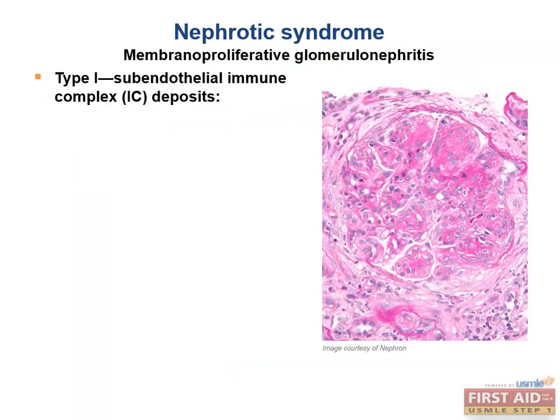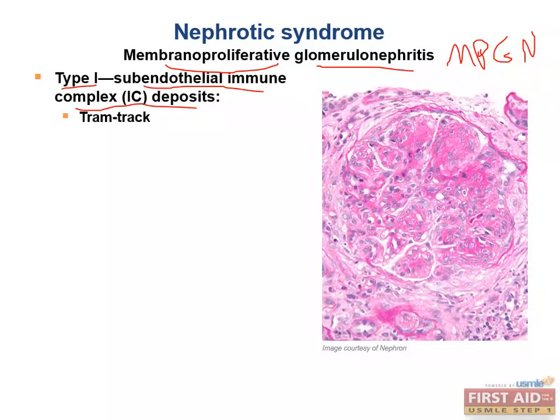Next, we have membranoproliferative glomerulonephritis. That's a mouthful, so we're going to refer to it as MPGN. And there's two types of MPGN. Type 1 is marked by subendothelial immune complex deposits. And on light microscopy, you'll see a classic tram track appearance.